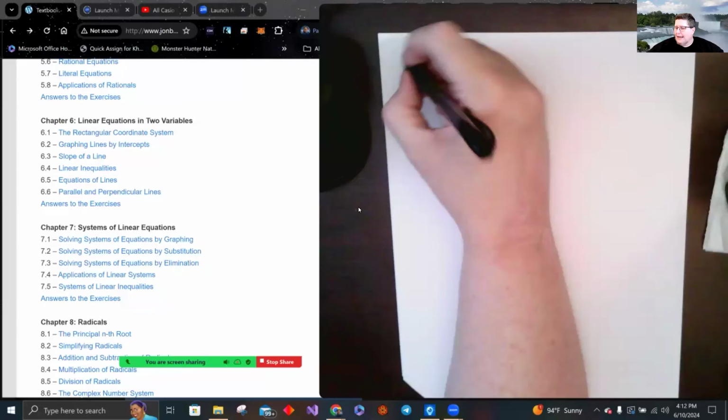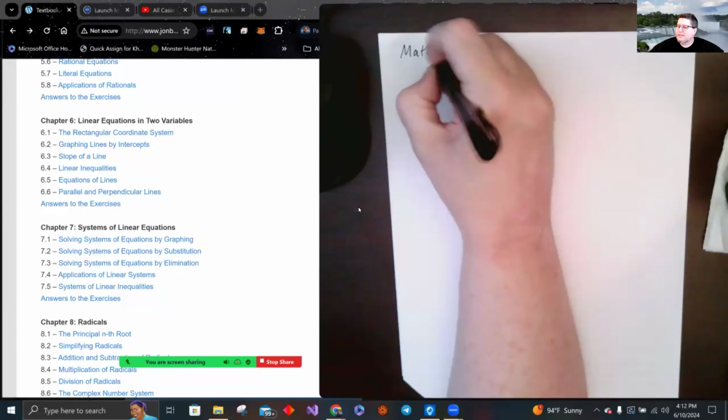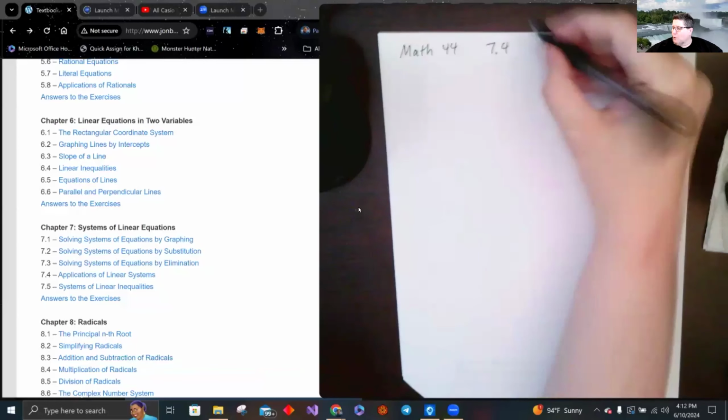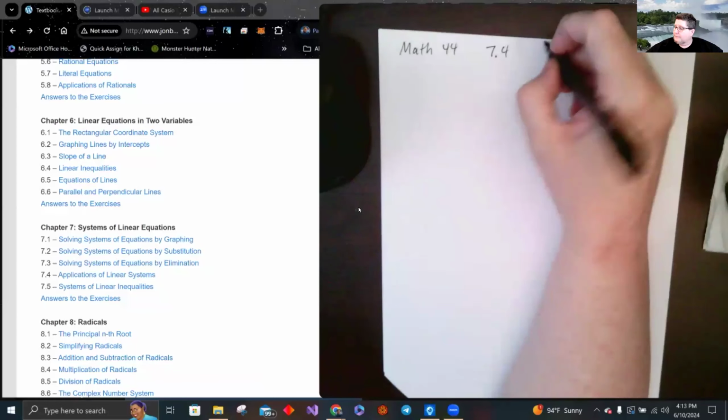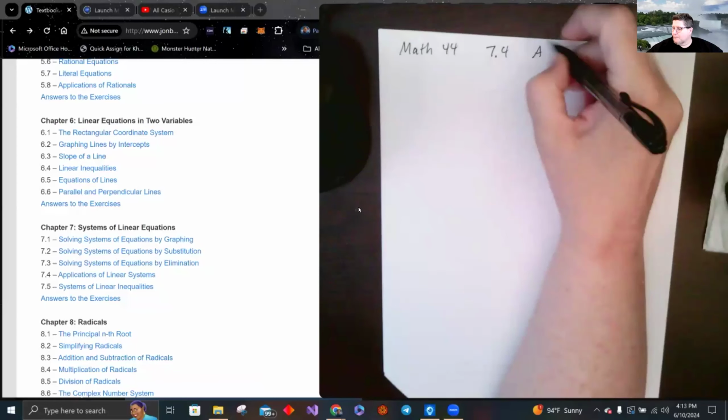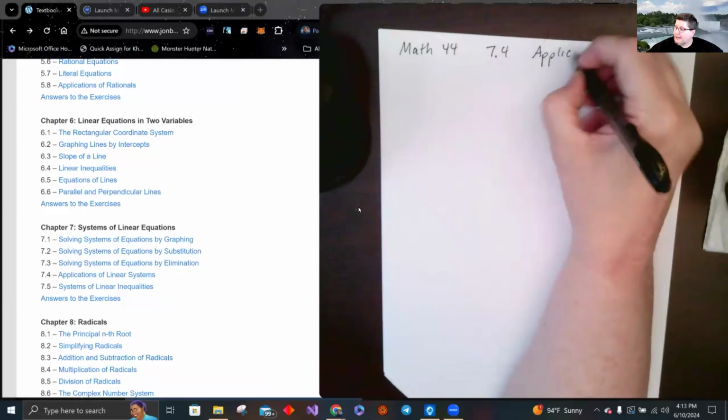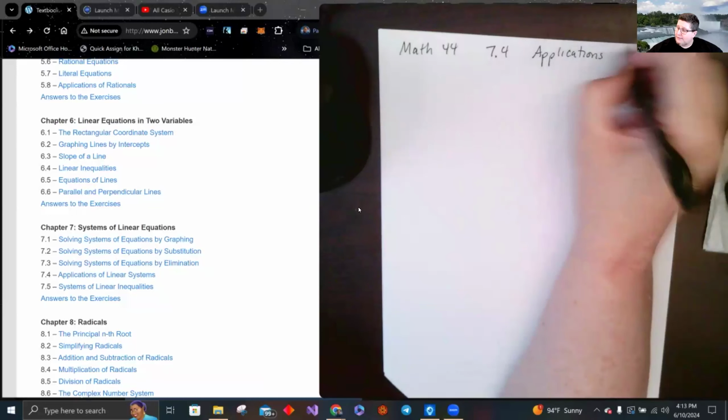We're working on applications for systems of equations. This is 7.4 in John Blakely's textbook, johnblakely.com. Applications for systems of equations.